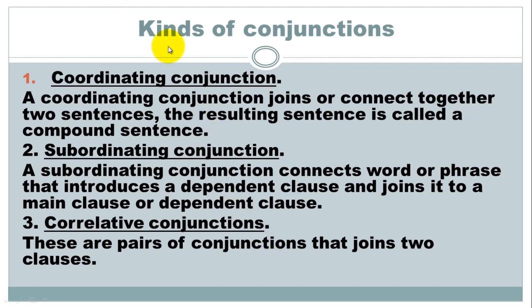In the first lesson, we discussed the kinds of conjunctions, and we saw there are 3 types of conjunction. That is the coordinating conjunctions, which we already discussed. Coordinating conjunctions join or connect together 2 sentences. The resulting sentence is called a compound sentence. We already went through that one. So today we're going to look at subordinating conjunction and correlative conjunction.